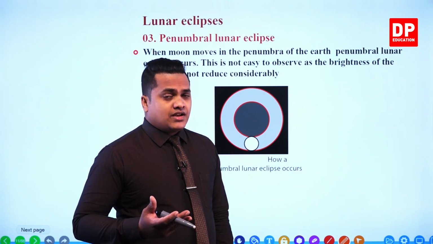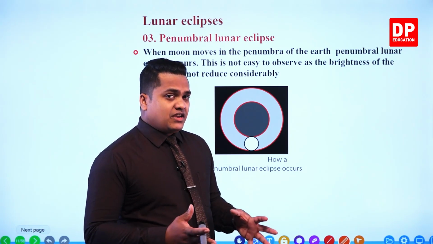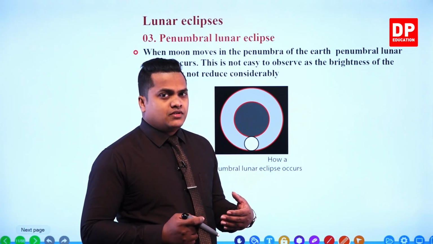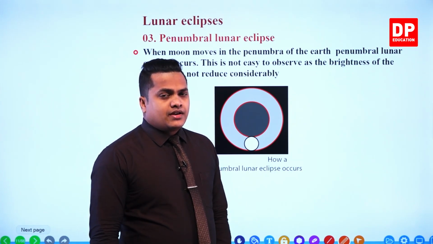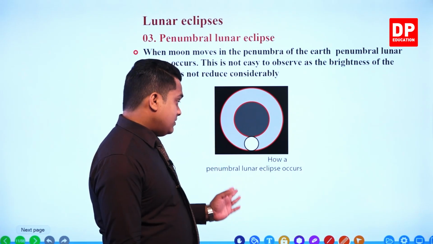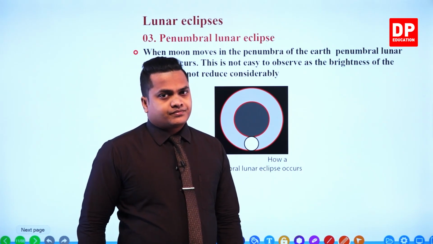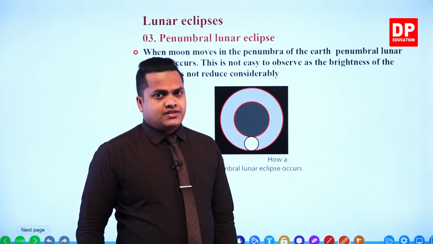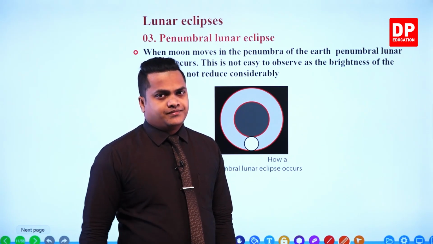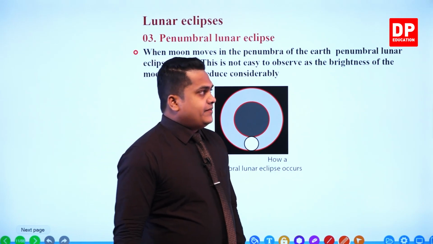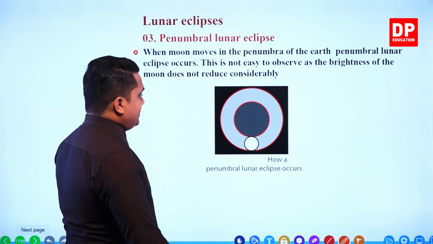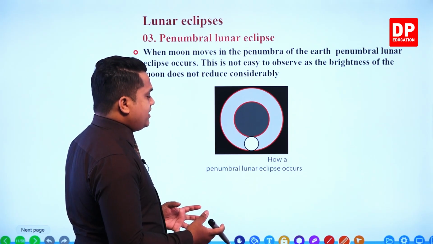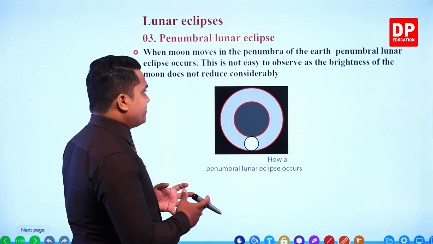That is the main reason that we can't observe a considerable change within a penumbral lunar eclipse. It's mainly because of the size of the earth and the distance between the earth and the moon. Okay then. So like I said, we can't observe a very clear image, so there is no image to check about the brightness of the moon.